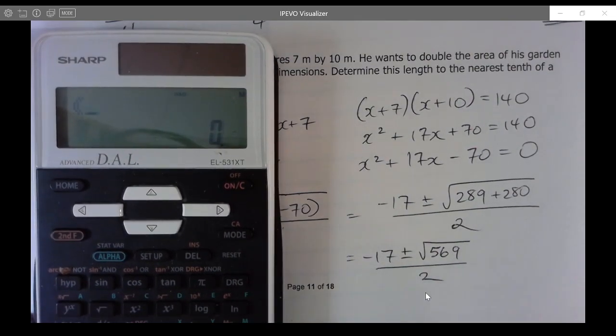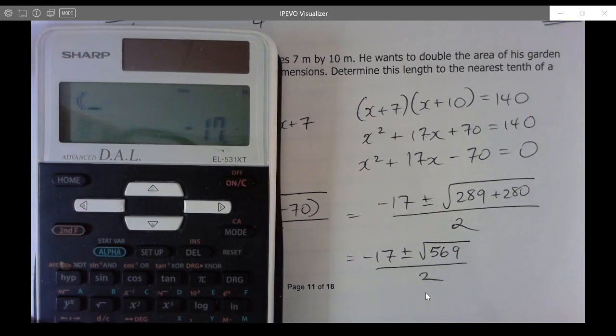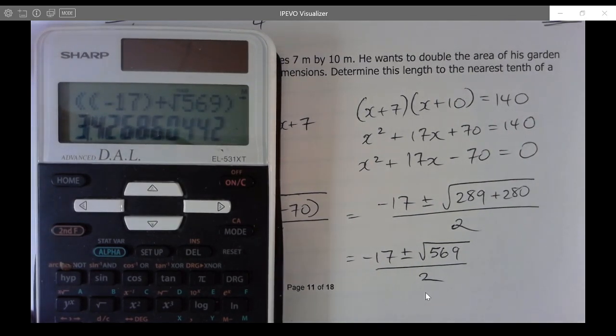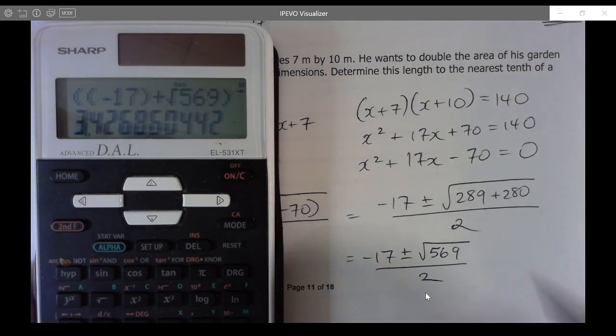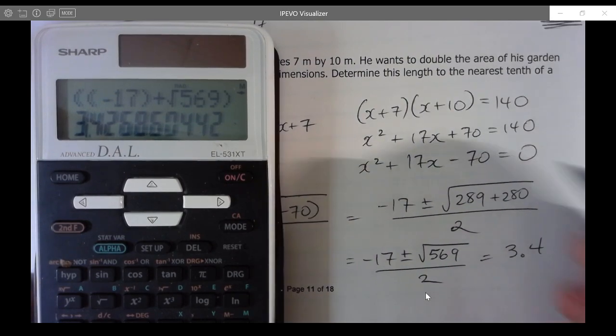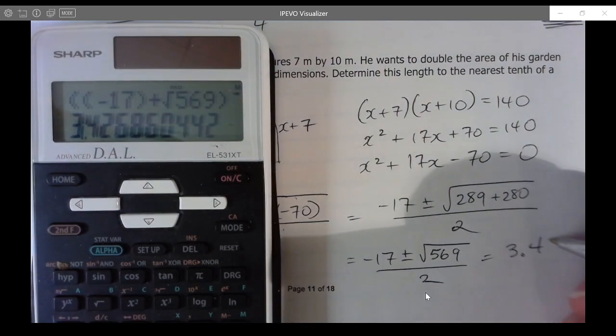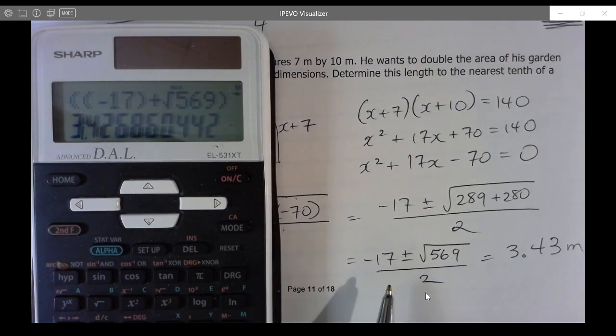So open a bracket, negative 17. Did I actually hit the negative sign or the minus sign? I don't remember. Negative 17 plus the square root of 569, close bracket, and divided by 2. And I get 3.42 something. I'll say 3.43. That'll be rounded to the nearest centimeter since this was in meters. Yeah, 3.43 meters. Now, I'm not even going to bother with the other answer because it'd be negative.